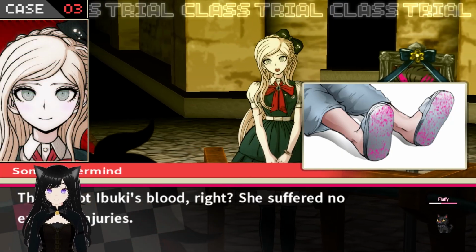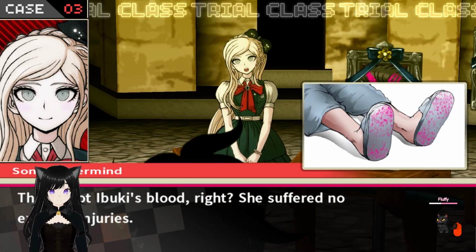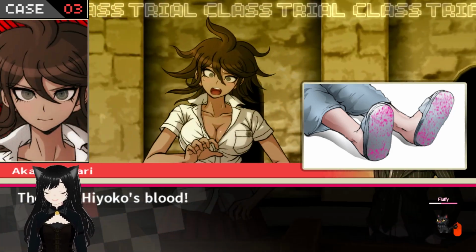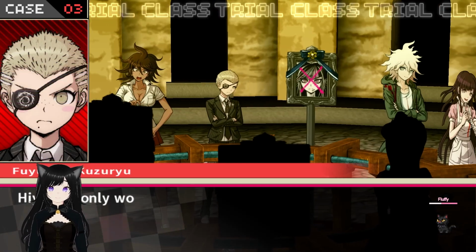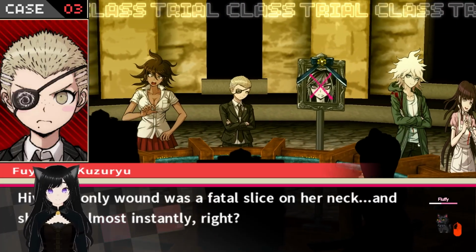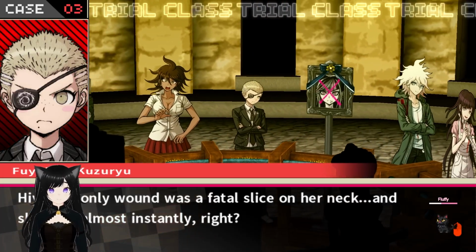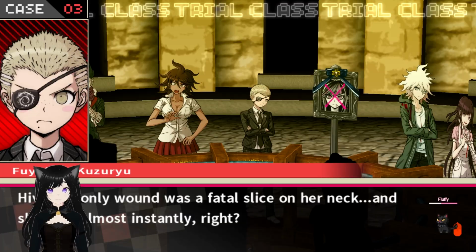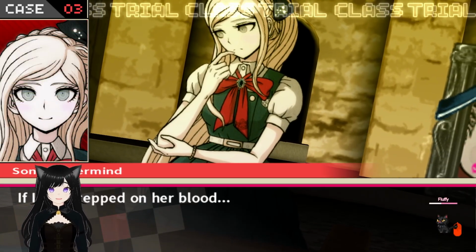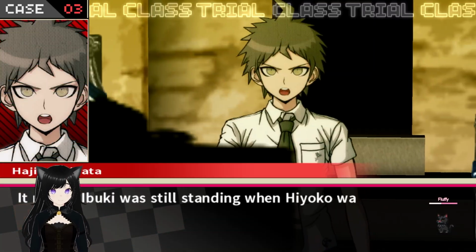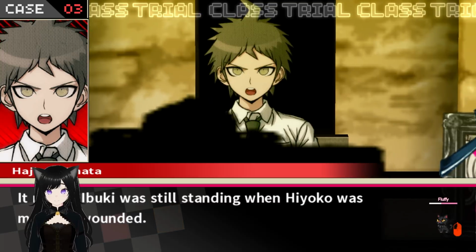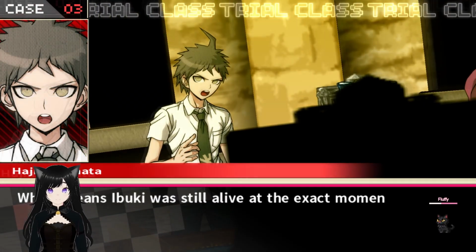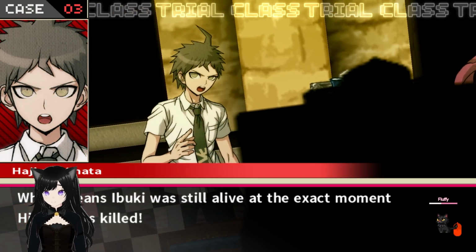Exactly. That is not Ibuki's blood, right? She suffered no external injuries. That is correct. Then it's Hiyoko's blood. Mm-hmm. Hiyoko's only wound was a fatal slice on her neck. And she died almost instantly, right? Yes, so there's no way that could happen if Ibuki stepped on her blood. It means Ibuki was still standing when Hiyoko was mortally wounded. Exactly. Which means Ibuki was still alive at the exact moment Hiyoko was killed.